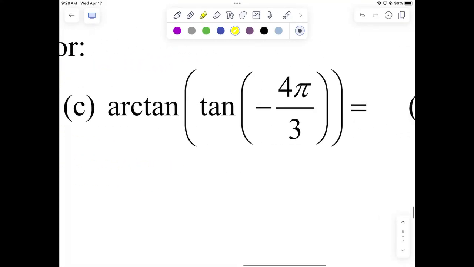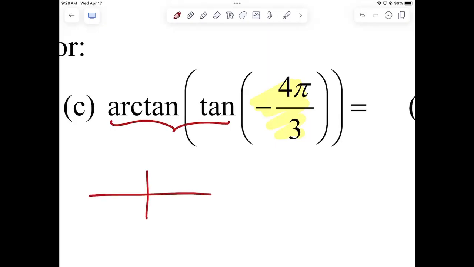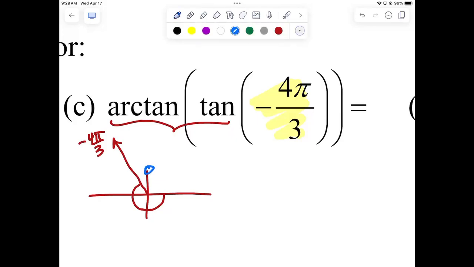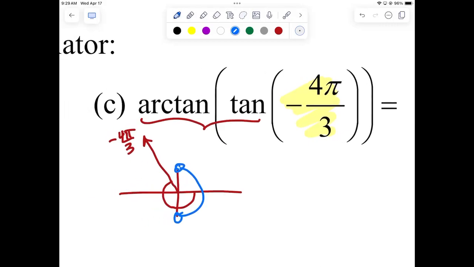Okay. How about this one? Arctangent of tangent of negative 4 pi thirds. We're starting with an angle, aren't we? We have inverses, which is good, but where does negative 4 pi thirds live? Quadrant 2. It lives over here. It's negative 4 pi thirds, so it's going clockwise. Now, is quadrant 2 in the PVR? No, the PVR is this right here. So we do the same thing we did for arc sine and arc cosine. In quadrant 2, is tangent positive or negative?